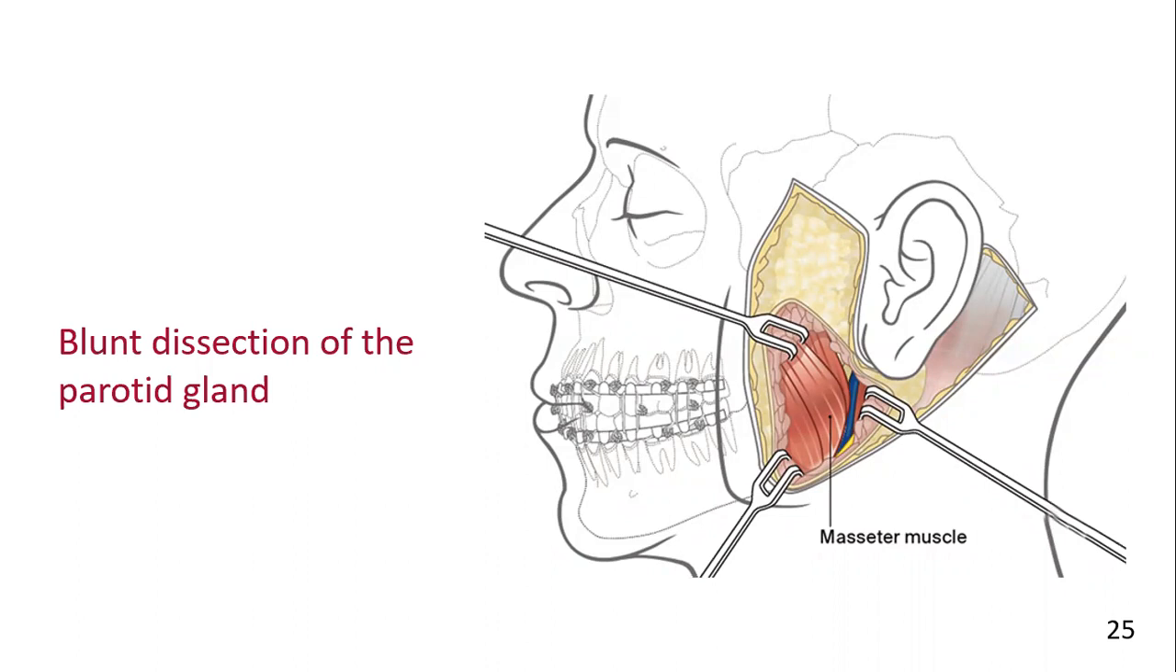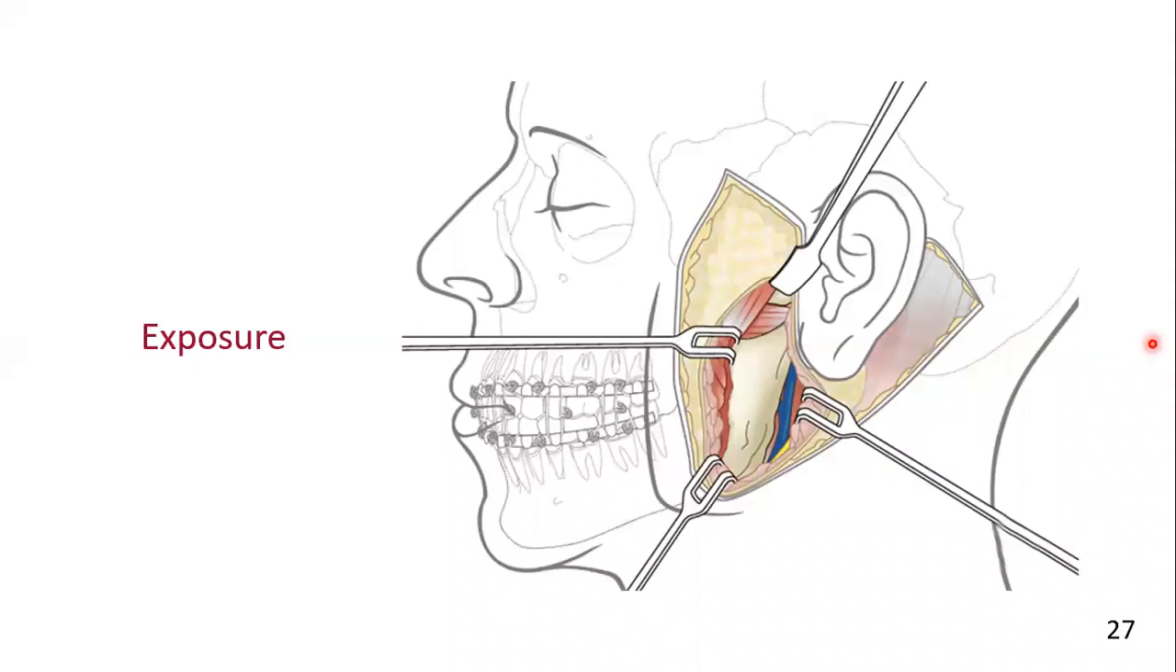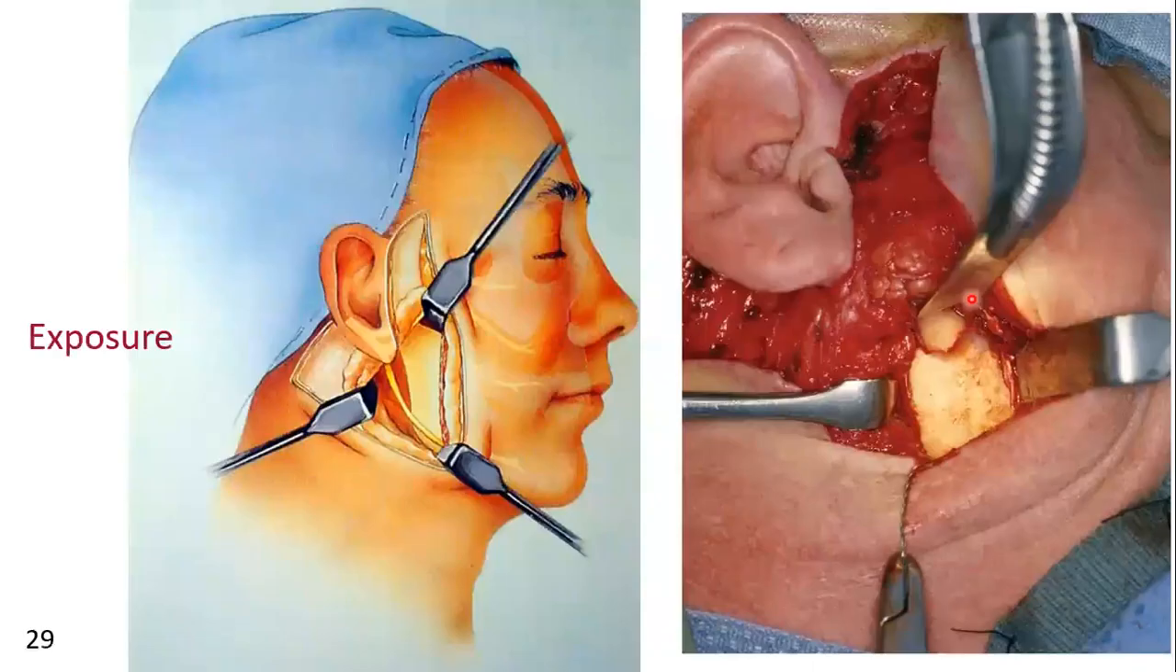Once the mandible's posterior border has been reached, an incision is made through the pterygomasseteric sling. A periosteal elevator is used to strip the masseter muscle from the ramus. Further dissection superiorly along the posterior border exposes the condylar process. The illustration shows the amount of exposure obtained using this approach. This is the clinical picture showing the amount of exposure one can obtain using this approach.